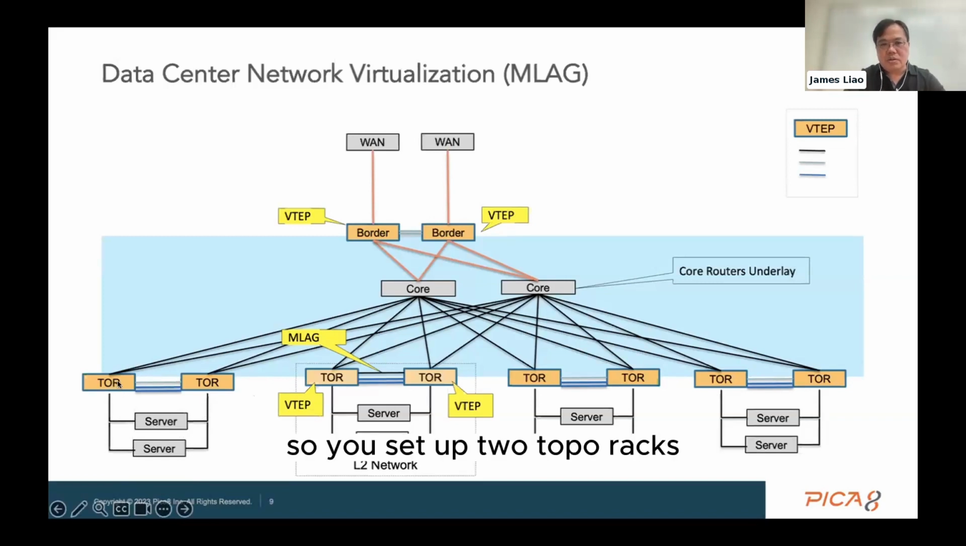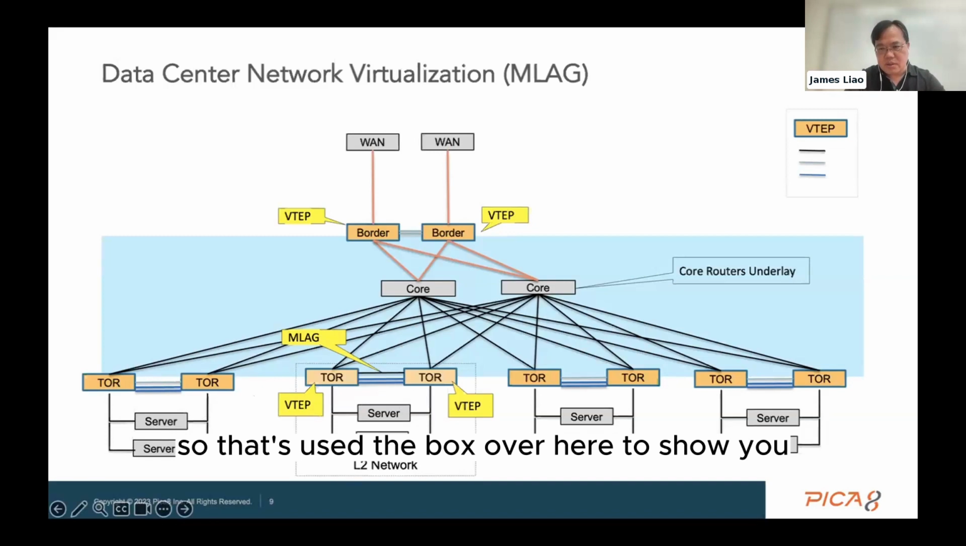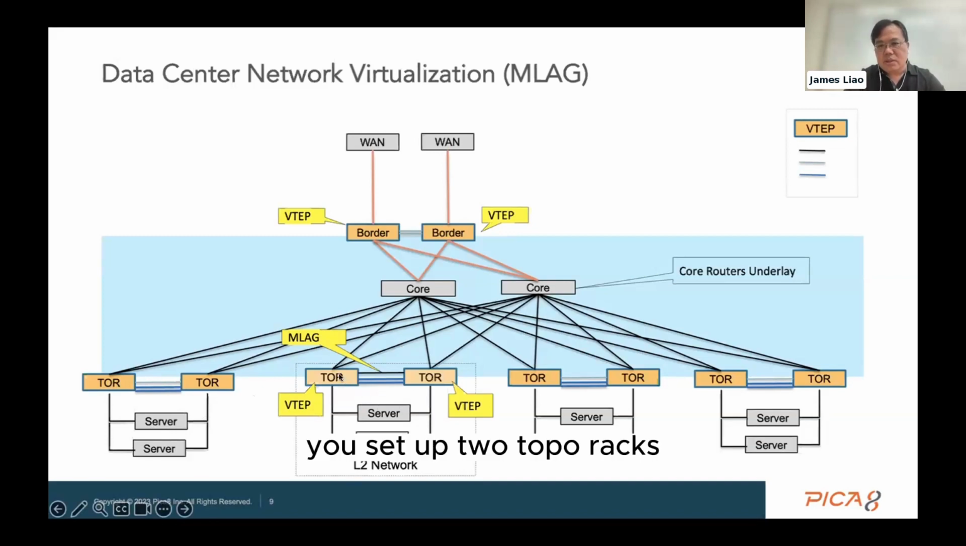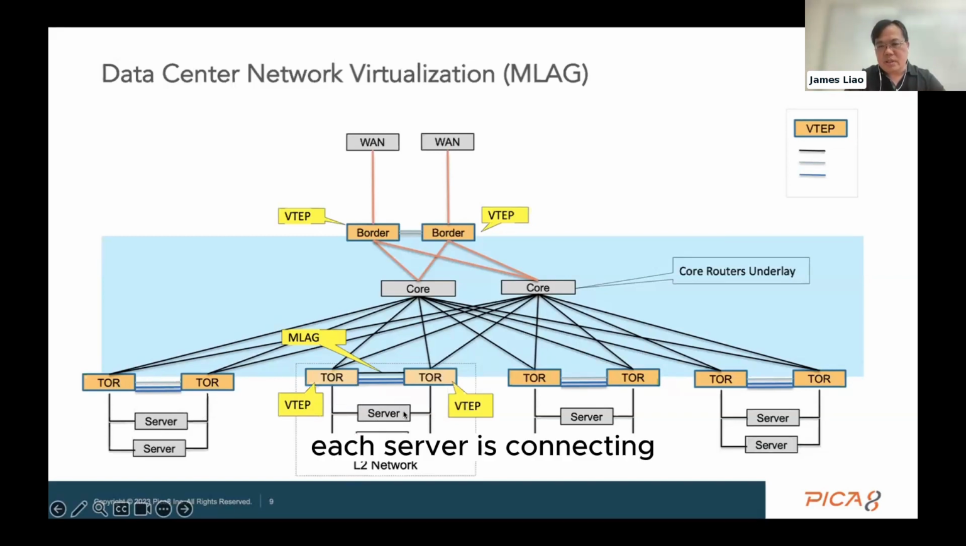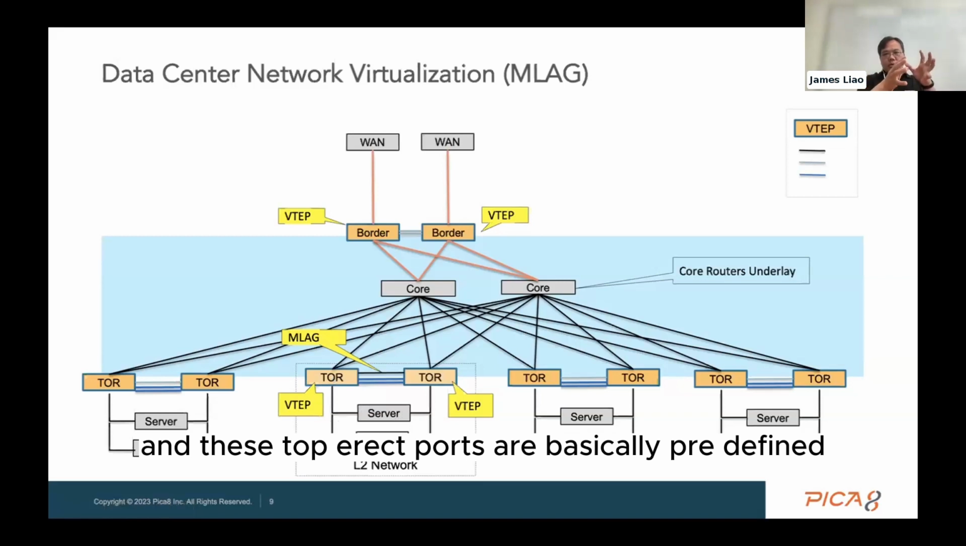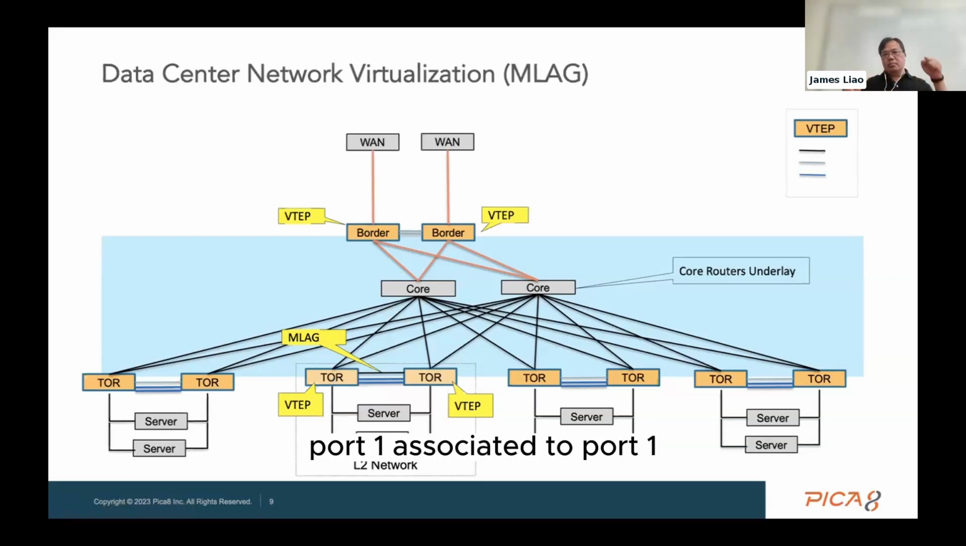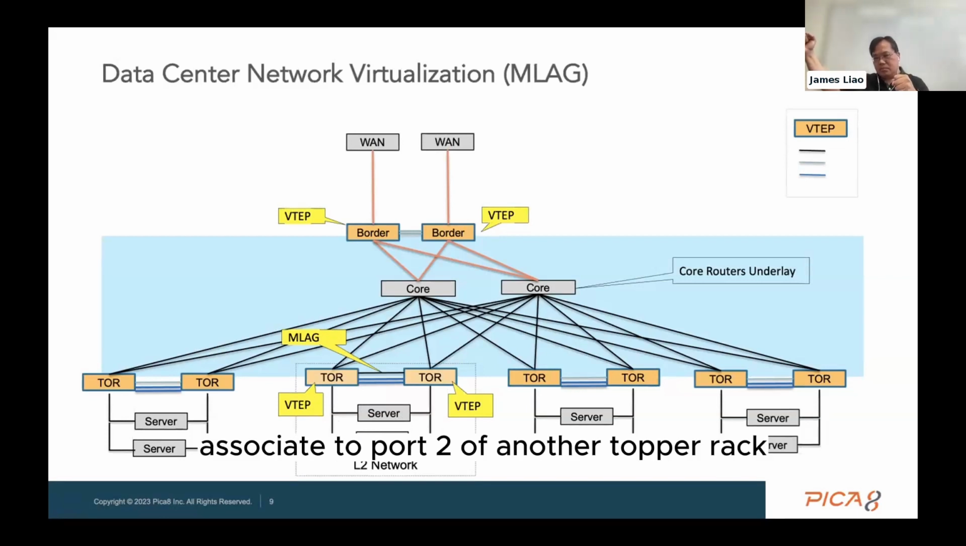So you set up 2 top of racks. So let's use the box over here to show you. You set up 2 top of racks, they form a VLAN, MLAG together, and they share the same VLAN partition on the ports. Each server is connecting to one port on each top of rack. And these top of rack ports are basically predefined, port 1 associated to port 1 of another top of rack. Port 2 of this top of rack associated to port 2 of another top of rack.